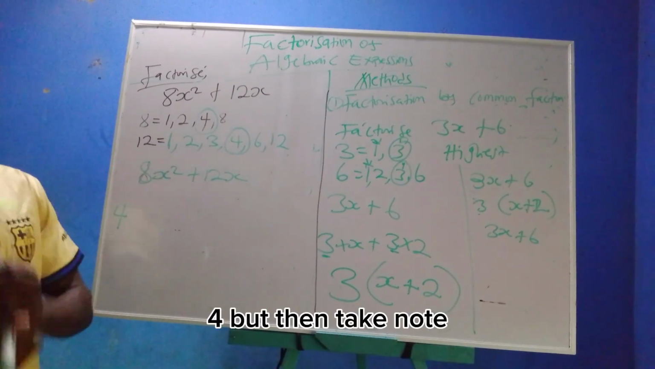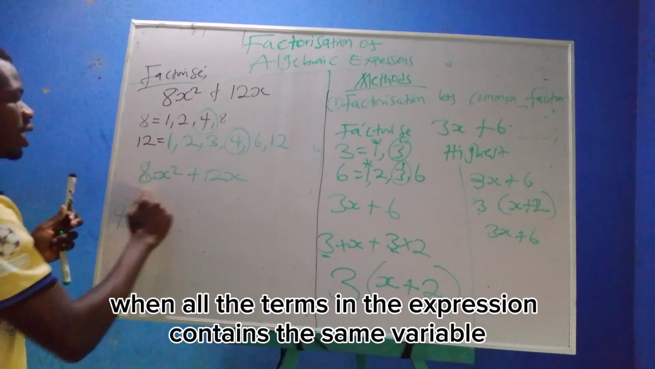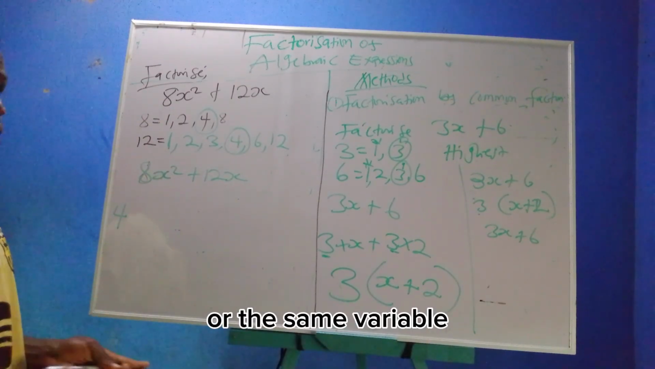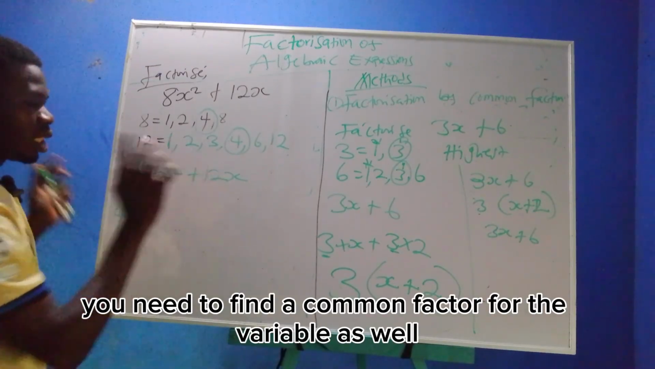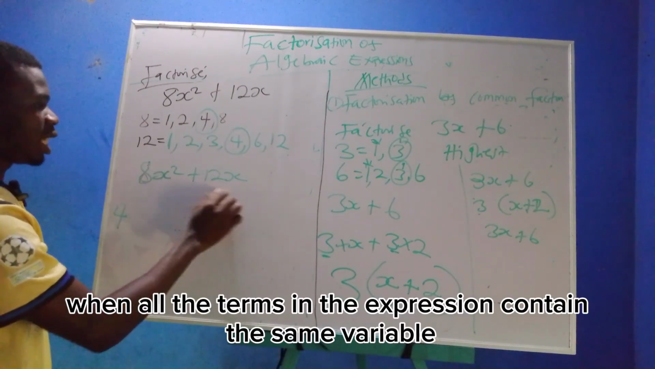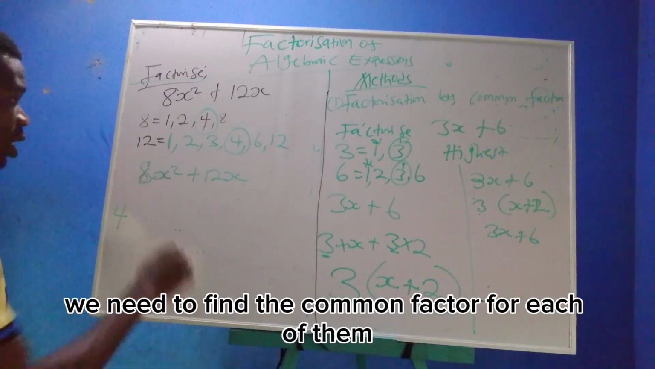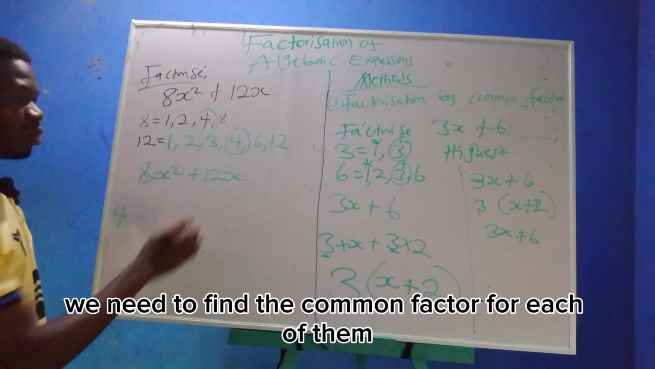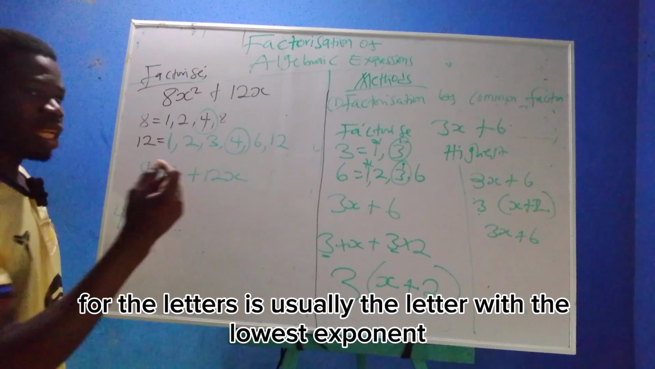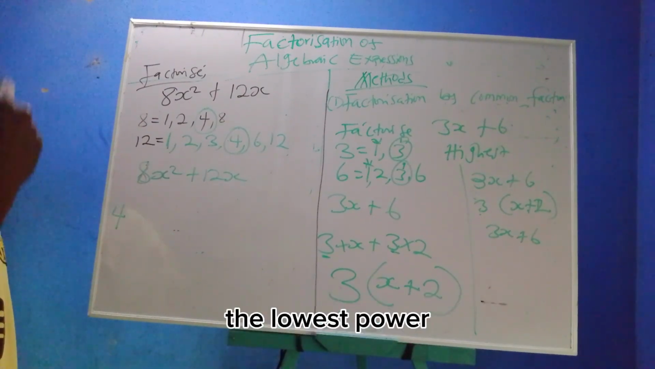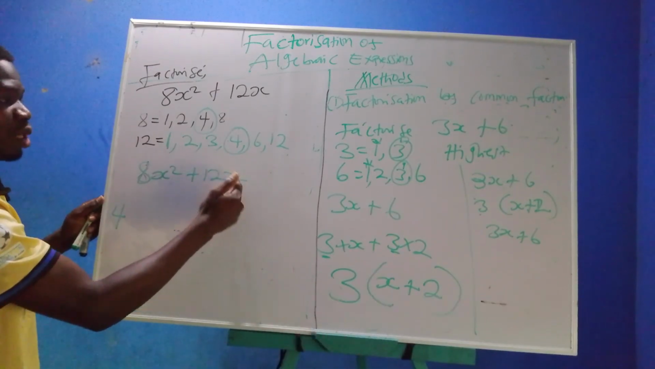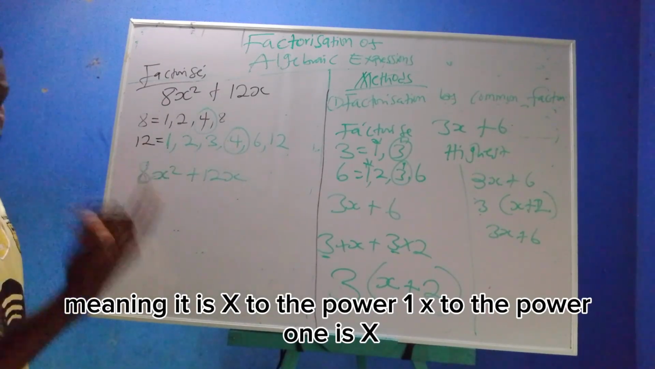But then take note, when all the terms in the expression contain the same variable, you need to find the common factor for the variable as well. And usually the common factor is for the letters. It's usually the letter with the lowest exponent, the lowest power. So here our letter is x squared, and here our letter is x, meaning it's x to the power 1. X to the power 1 is x.